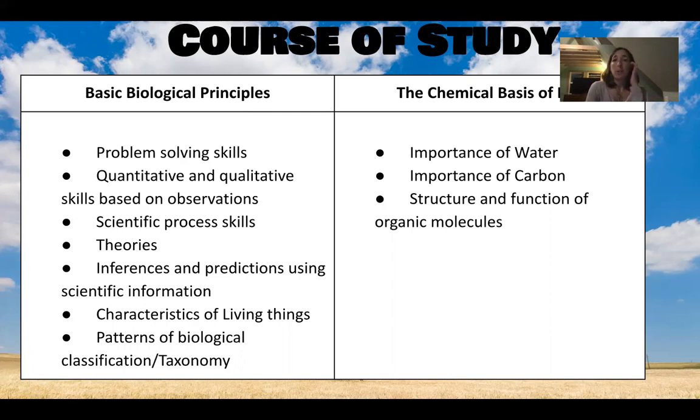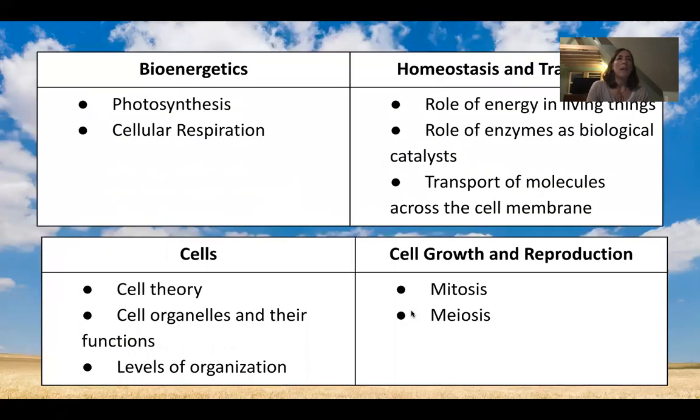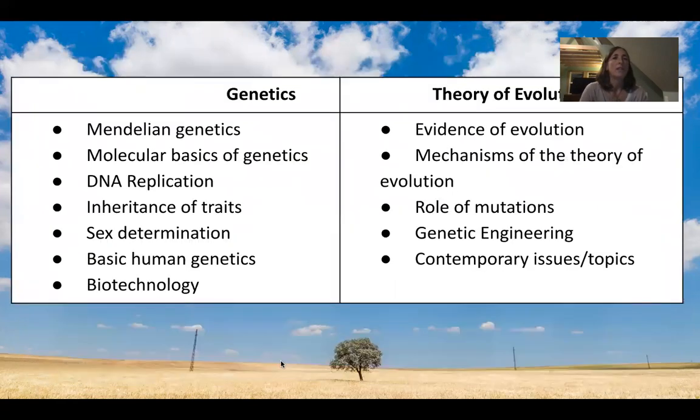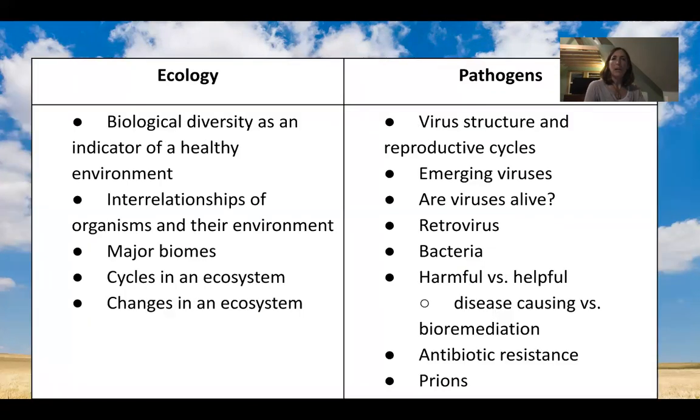Then we'll be going into the chemical basis of life, talking about water, carbon, and the structure of organic molecules. Then we'll go into photosynthesis and cellular respiration, homeostasis, and the transport of material within a cell, then cells themselves, and then mitosis and meiosis, all these things you probably loved when you took biology. And then the fun things: genetics, theory of evolution, and these are closer to the end of the year. Theory of evolution seems to be an easier understanding because it's more broad, and ecology.